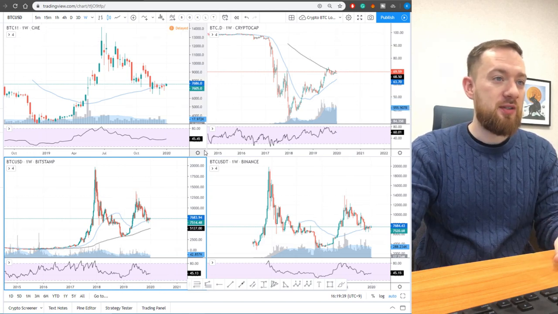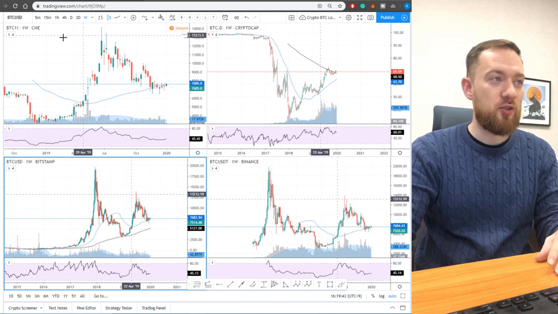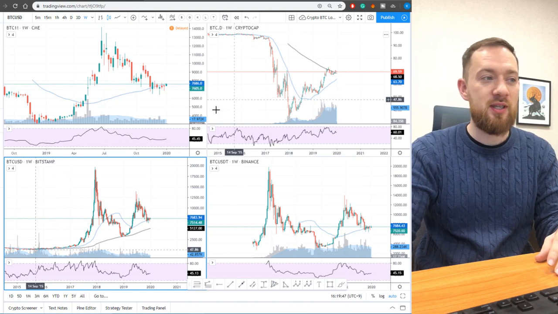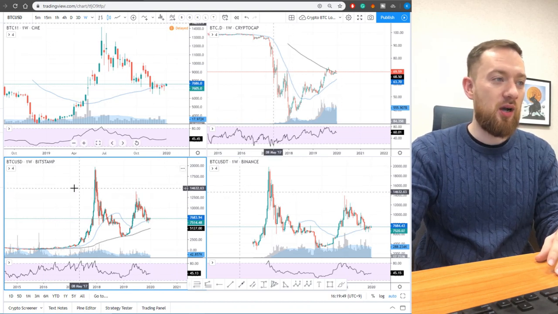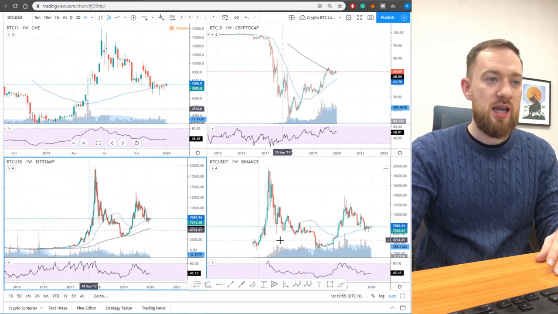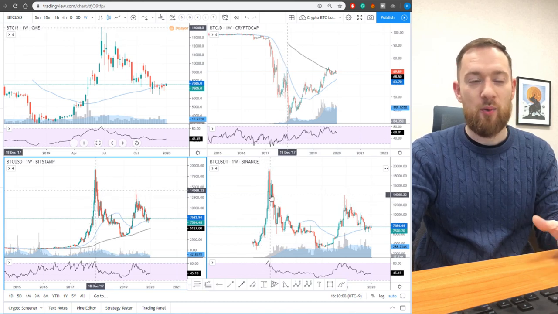In front of you, you can see the BTC price chart, and as usual, there are four different charts here. The one on the top left is the BTC futures, the one on the top right is the BTC dominance, and two at the bottom are coming from different exchanges. The one on the left has come from Bitstamp with the largest history of BTC price, and the one on the bottom right is from Binance, and this is exactly where we trade.